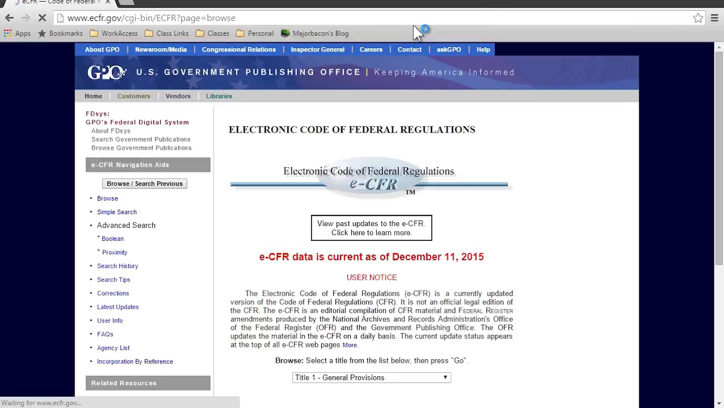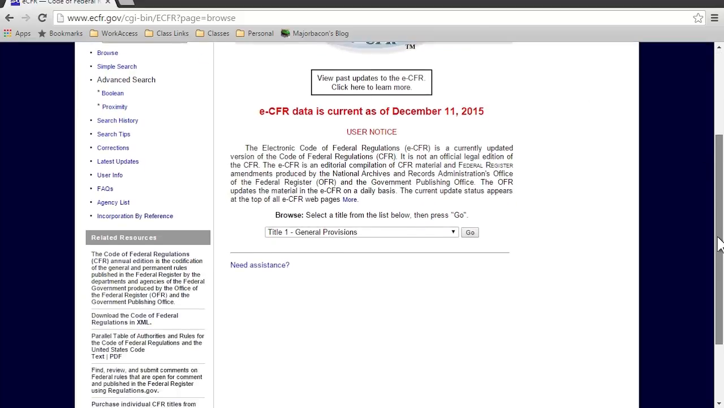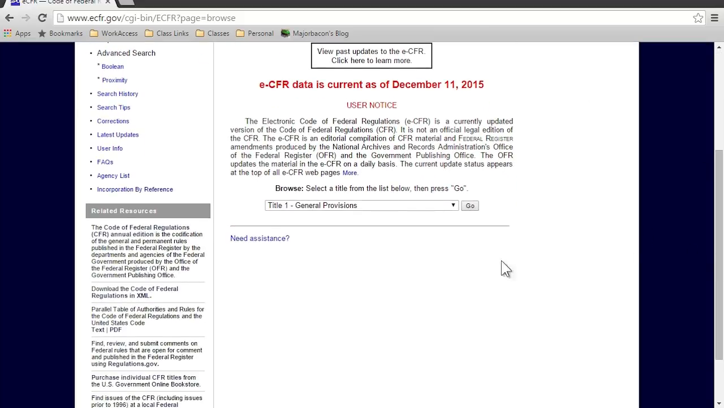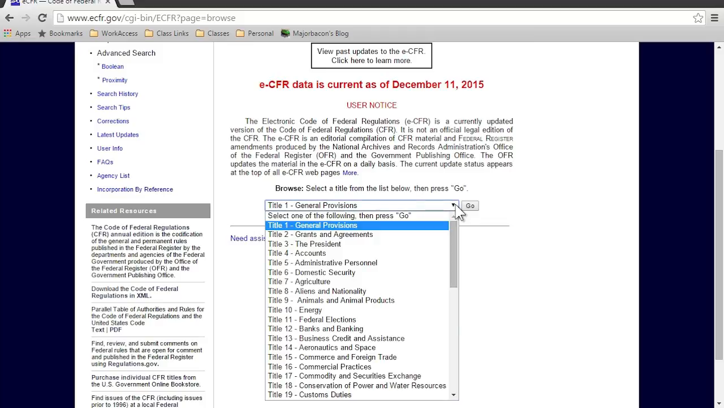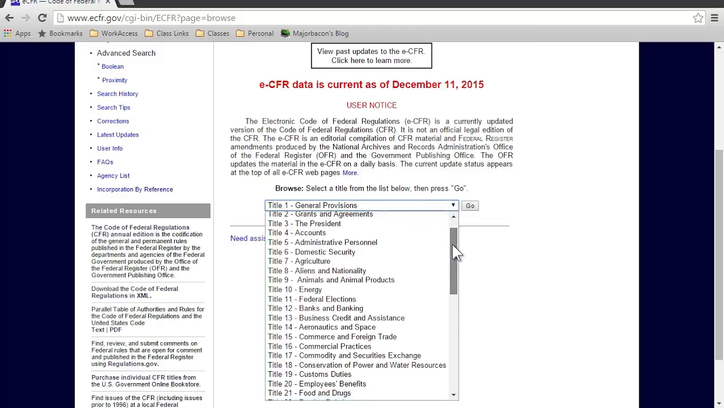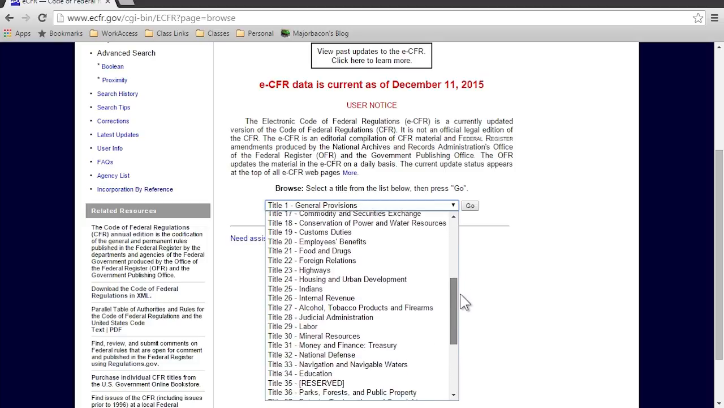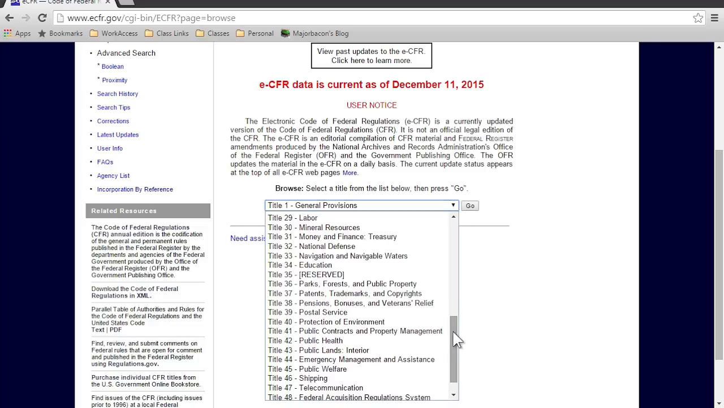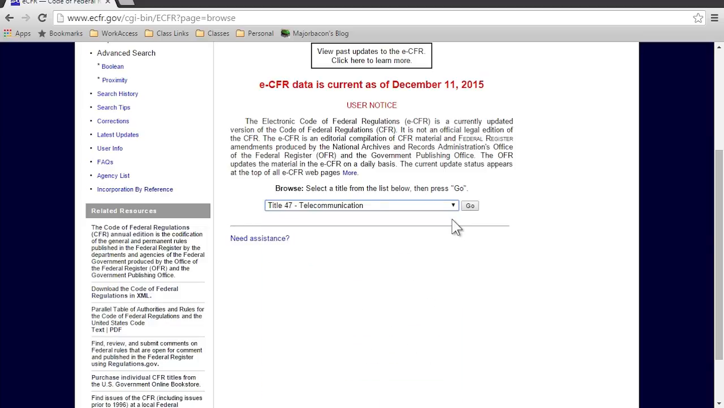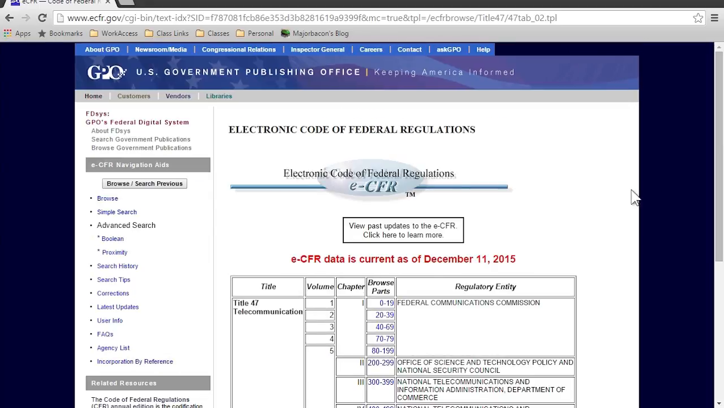ECFR.gov is a website that has the Electronic Code of Federal Regulations. Pretty cool, right? So you want to notice the regulations, you can look them up. It's as exciting as looking up tax code, only in this case, let's see, what are we looking at? Agriculture, aliens, banks and banking, labor. Here we go. Number 47, telecommunication. That's the one. So we're going to go to the telecommunication standards.